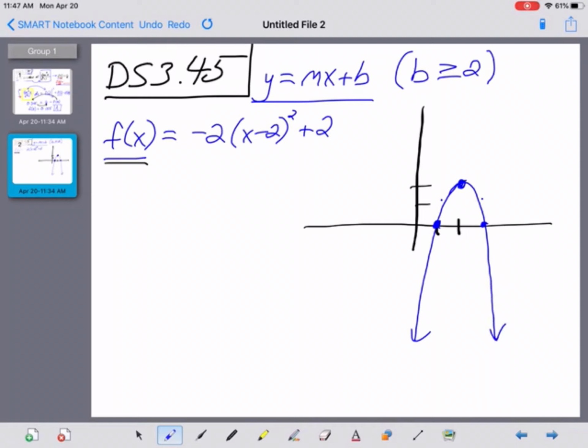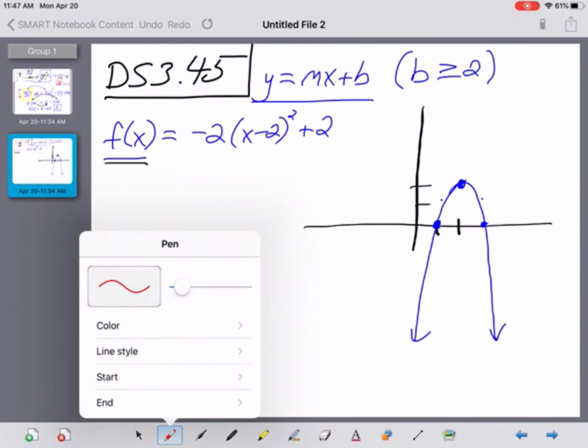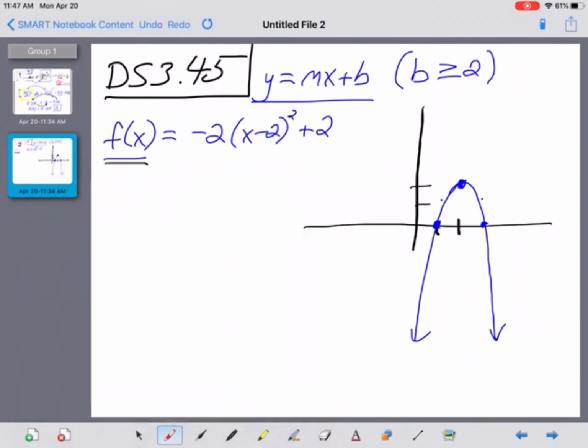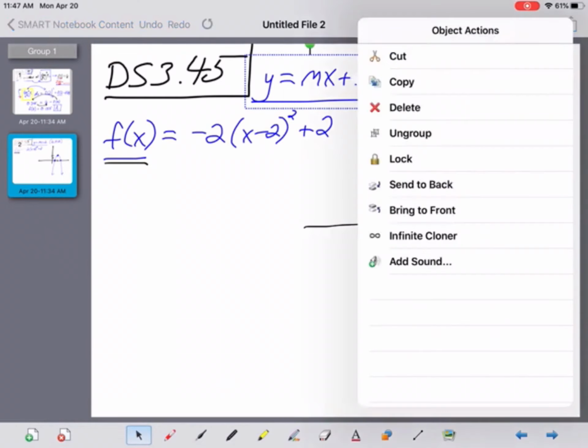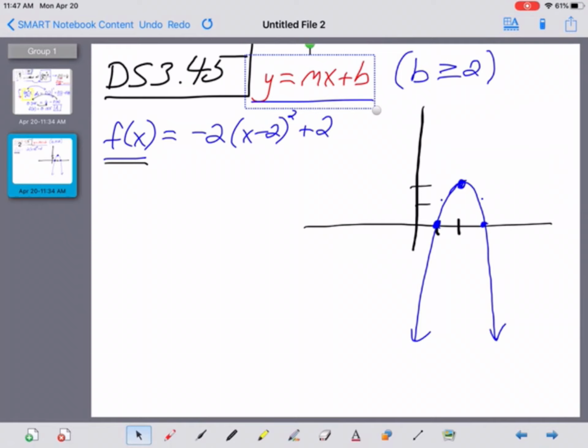Okay, so with that in mind, we know that there's a line, y equals mx plus b, that's tangent to that graph at some point within the first quadrant. And they tell us that b has to be greater than or equal to a value of 2. So I'm going to switch the color of this to red once I can figure out how to do that. There we go. And let's try to draw a couple of potential tangent lines here and see what this could look like.